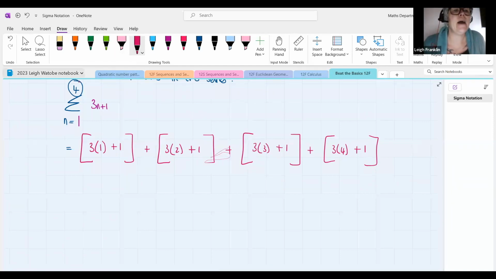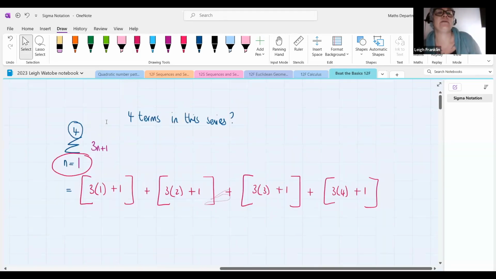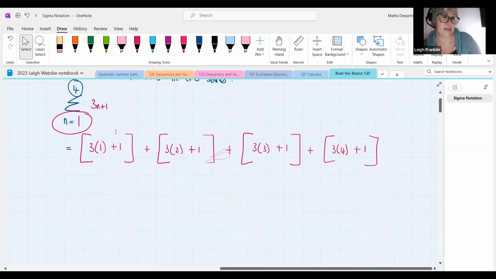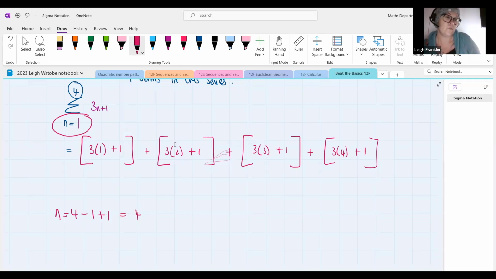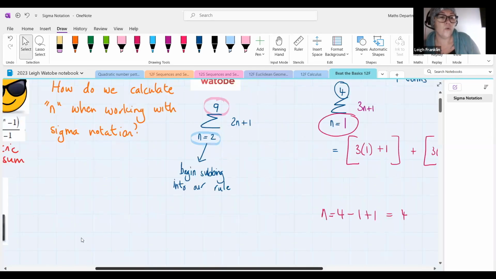So if you want the number at the top to be the number of terms in the pattern, you would need to start subbing in at 1. But you don't always start subbing in at 1. So you cannot just assume that the number at the top is the number of terms in the series. If you start subbing in at 1, then it will be, because the number at the top minus the number at the bottom plus 1 is still going to be 4. But it's not always the case.